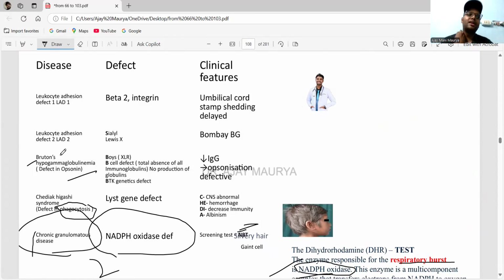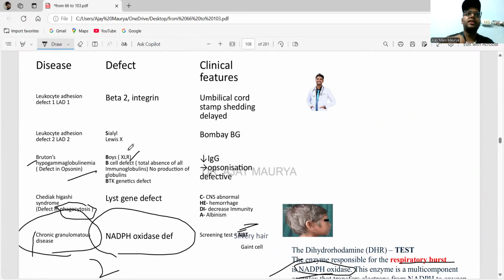It means there is a completely defect of the B cells. If there are no B cells, then what happened? Then there are no immunoglobulins, there are no antibodies, there is no antibody formation. That's why there are going to be serious infections.